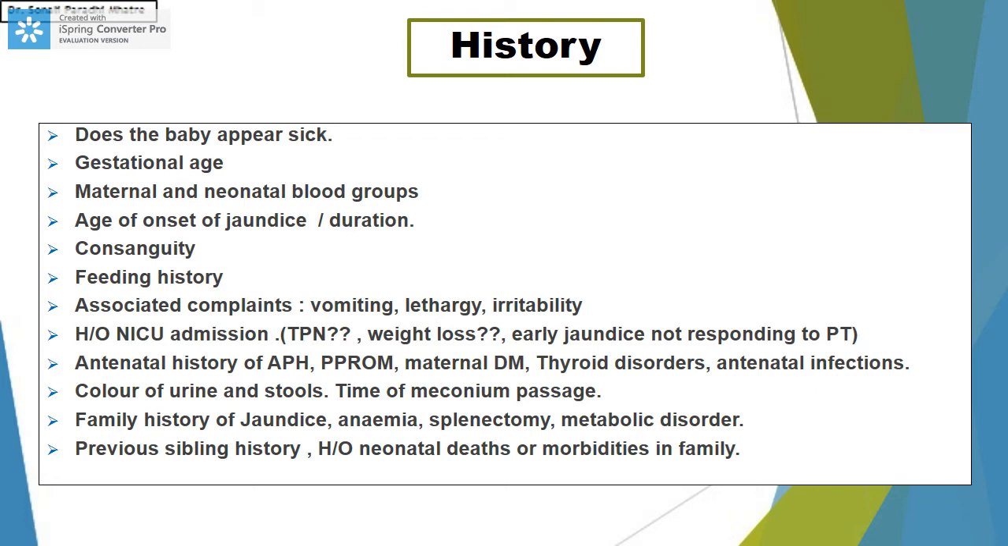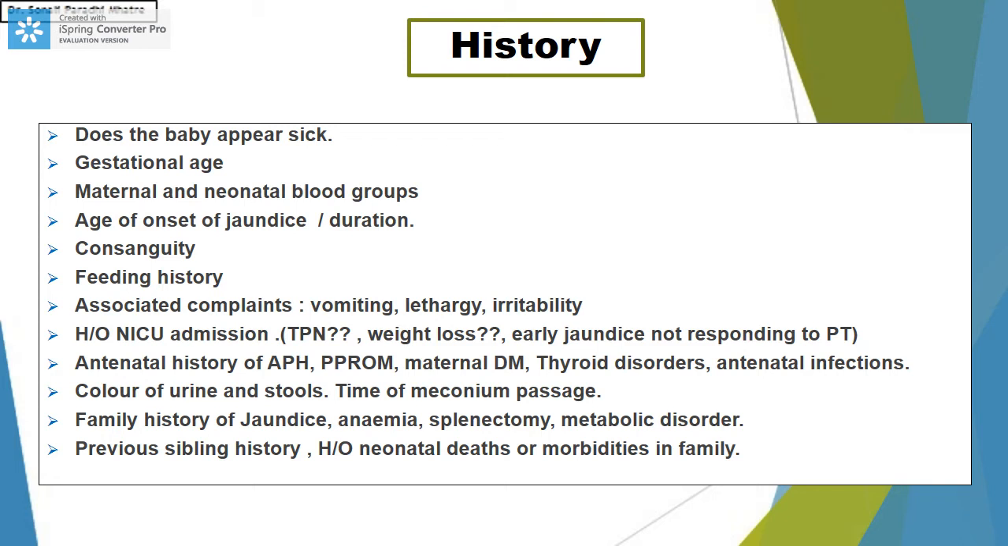Whether there was any history of NICU admission, if yes, then whether there was any parenteral nutrition given? When was the enteral nutrition started? What about weight loss? Was it an early jaundice which was not responding to phototherapy, and now we have direct jaundice? Antenatal history of antepartum hemorrhage, premature rupture of membrane or preterm premature rupture of membrane, maternal diabetes mellitus, thyroid disorders in the mother, antenatal infections, all of these have to be inquired. Then what is the color of the urine and stools of the baby?